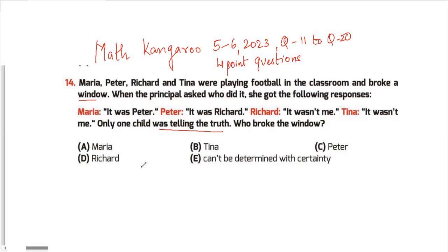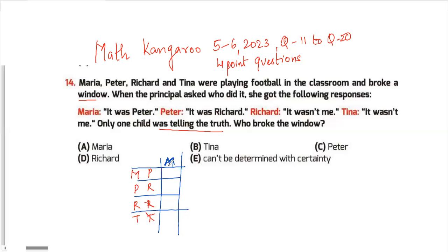Whenever you get these questions, let's just arrange them. So Maria said that Peter broke the window. Peter said that Richard broke the window. Richard said that it wasn't him, and Tina said that it wasn't her. So these are the conditions. Now we check for all the options. So let's say option A is the answer, we are saying that Maria broke the window. So let's do it this way.